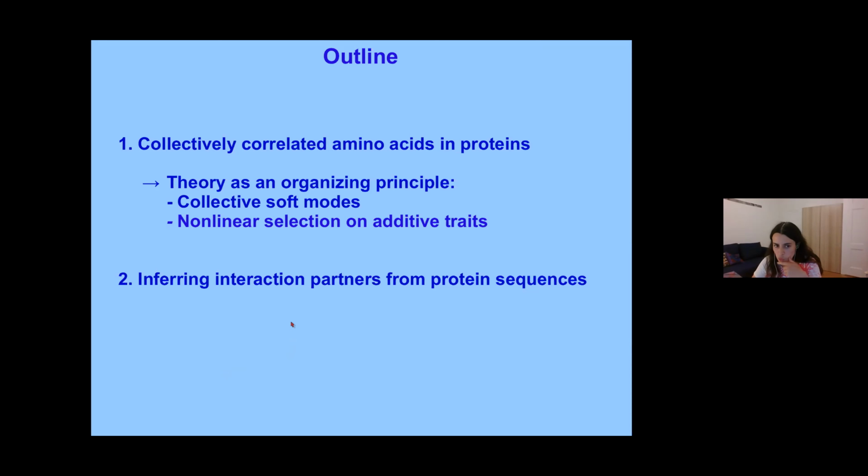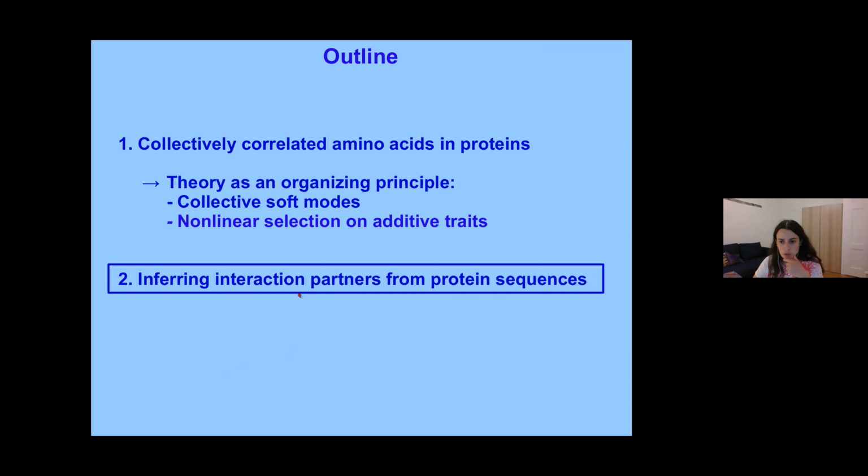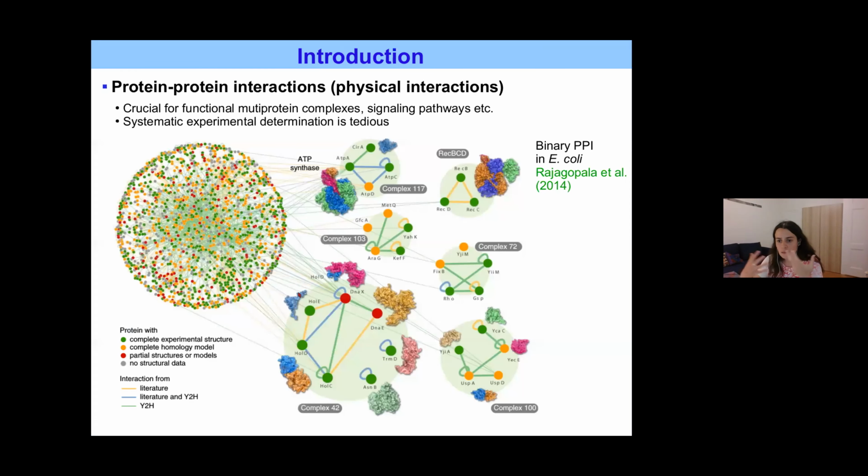And now I would like to say a few words also on how we can infer which proteins interact together from sequences. And so this is a network of proteins. So at another scale, not a network of amino acids, but a network of interacting proteins. And it's very important to understand it because protein-protein interactions are crucial in cells, but their experimental determination is still pretty hard. And there are so many of them that we would like to find out that it's a tedious thing.